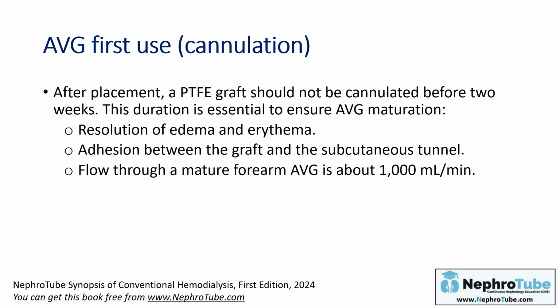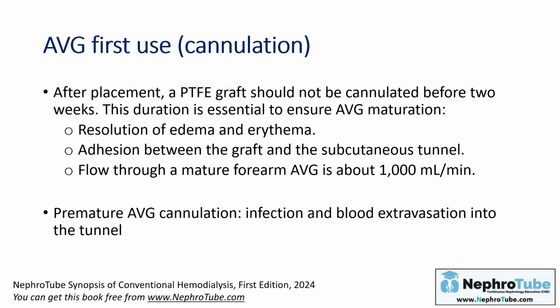The third, within 2 to 4 weeks, the flow of the forearm graft or any graft will reach its maximum. For example, in the AV graft, the flow may reach 1000 ml per minute. Premature cannulation of the graft will lead to extravasation of the blood into the tunnel before adhesions developed, which will cause compression of the graft and graft loss.